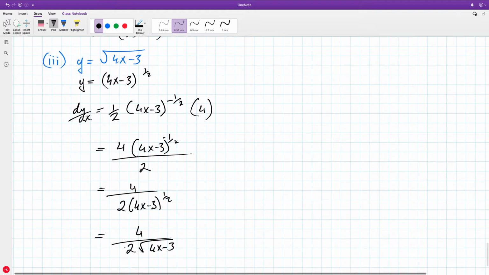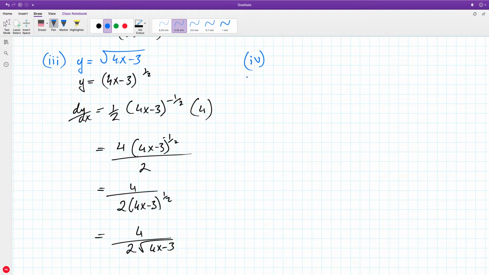Anyone confused in what I did there now? Because that's a bit complex. Ask me. Don't be afraid to ask me. Have a go at this one. Right, I'll go at this one.